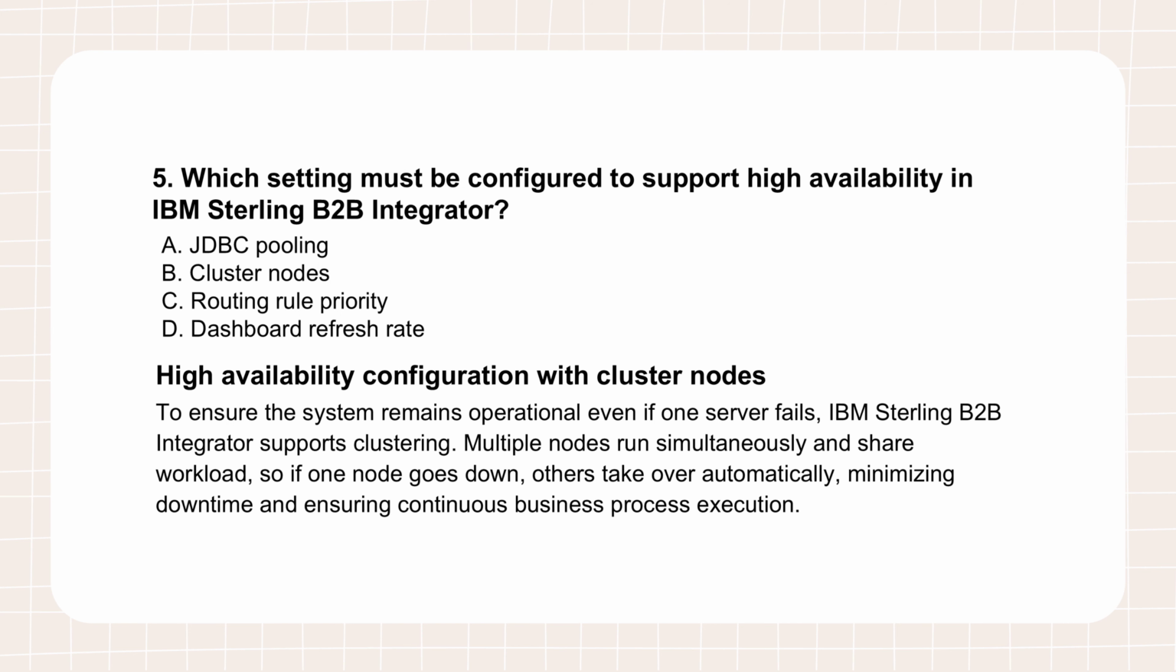Okay, now let's talk reliability. Keeping things running even if, say, a server hiccups. Question 5 asks what setting you need for high availability in B2B Integrator. The answer points to B, cluster nodes. What are those in practice?